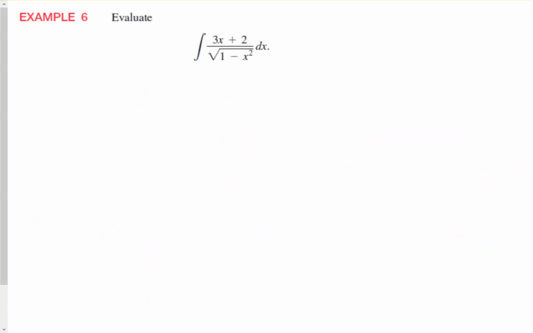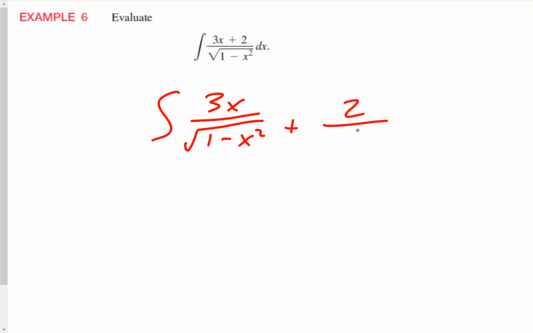Let's take a look at our next example. With this one, we could do a little separation of the top. We could say that this is going to be the integral of 3x over the square root of 1 minus x squared plus 2 over the square root of 1 minus x squared. So we could do something like that.